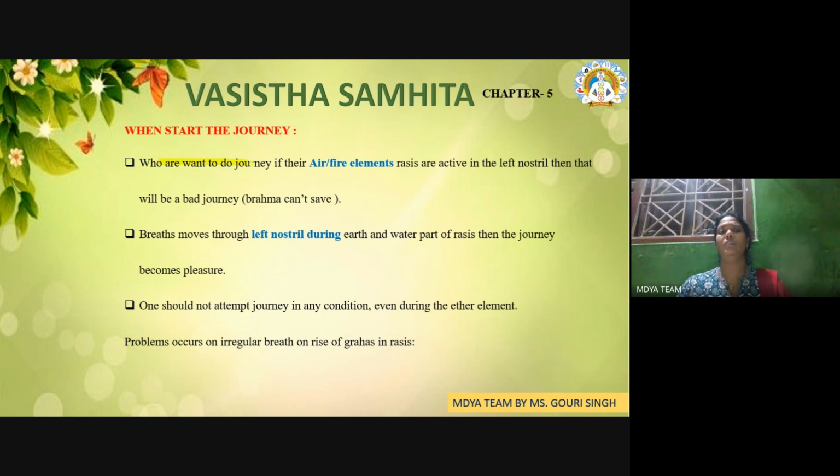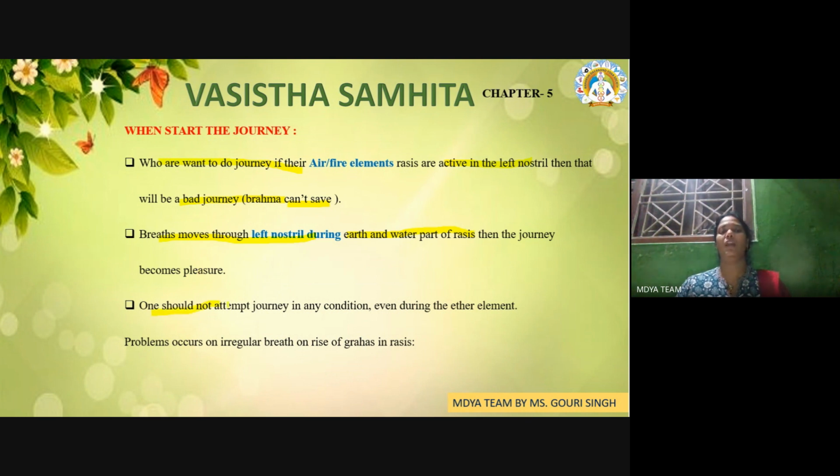Those who are going on a journey, if the fire or air element rasis are active in the left nostril, then that will be a bad journey. Okay. Brahma also cannot save you if you start that type of journey. If the breath moves through the left nostril during the earth and water part of the rasis, then the journey becomes pleasant, good and fruitful.